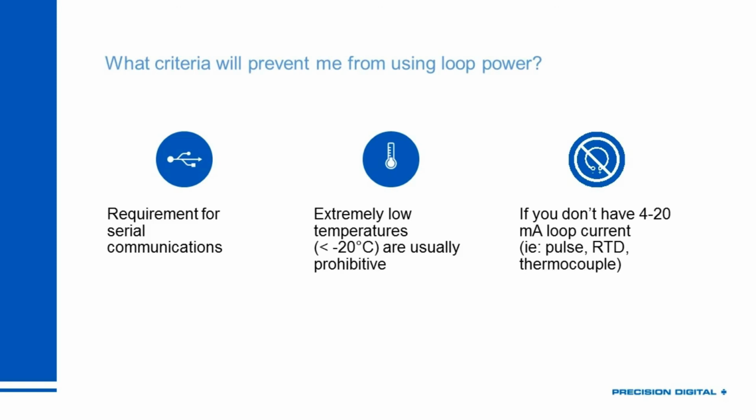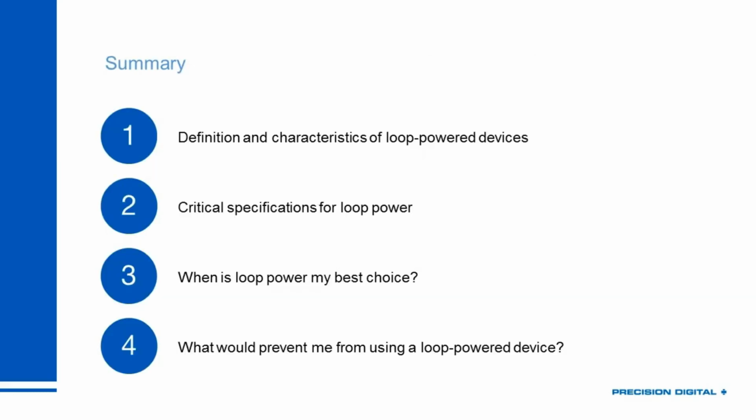So what did we look at this afternoon? We talked about the definition and characteristics of loop-powered devices. We talked about the critical specifications like voltage drop that you need to be aware of if you're going to work with these. We looked at times when loop power is going to be your best choice. And we talked about those criteria that are going to let you know that loop power is not for you immediately based on what your application requires.